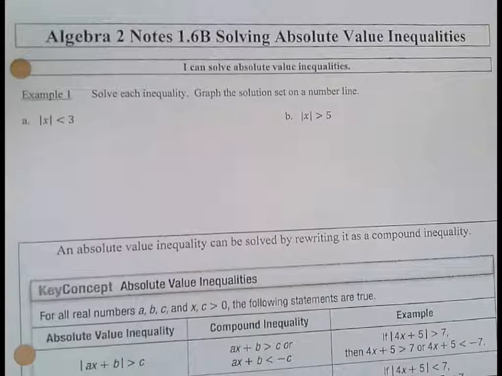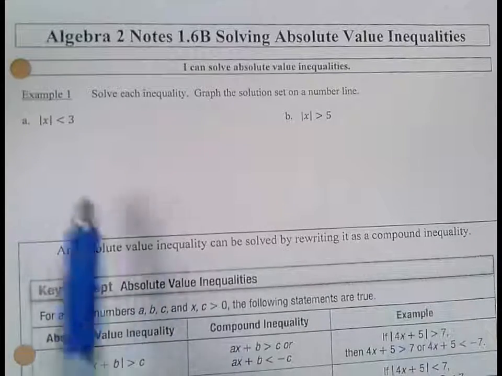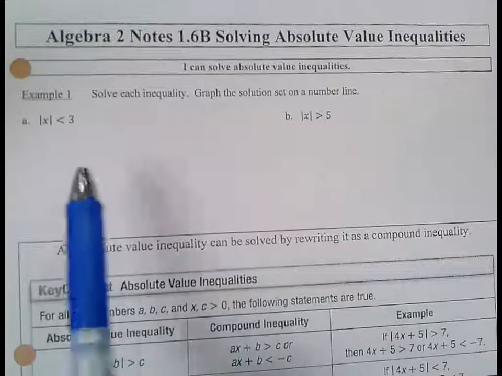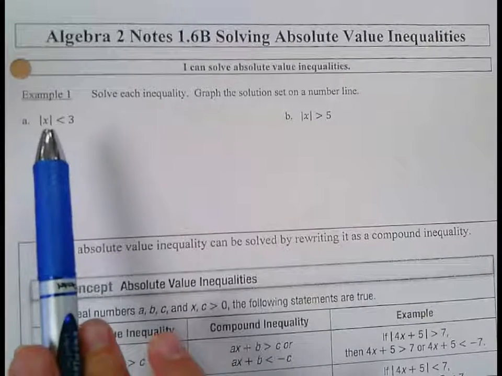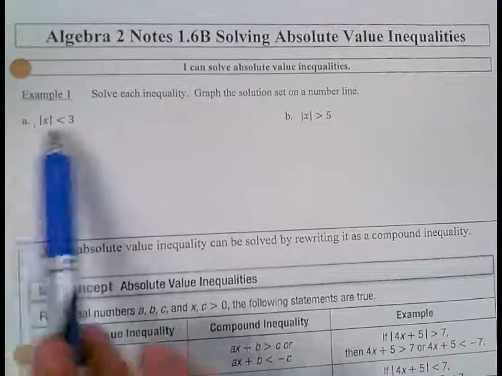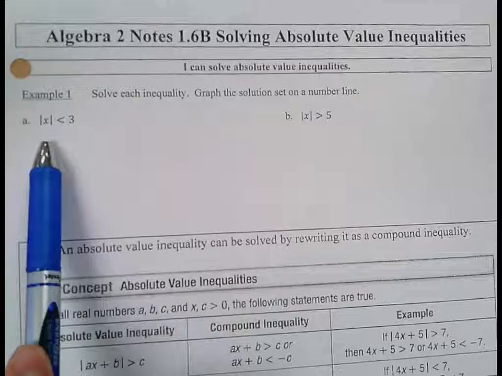So if we look at example 1, part A, we're going to solve the inequality and graph the solution set. And actually, we're going to use the graph to get the solution. But looking at this, absolute value of x is less than 3. I want to talk about what this means. So how did we say absolute value is defined? What does absolute value mean?